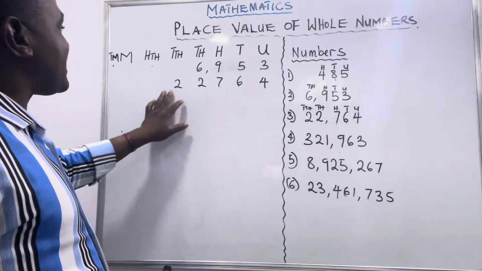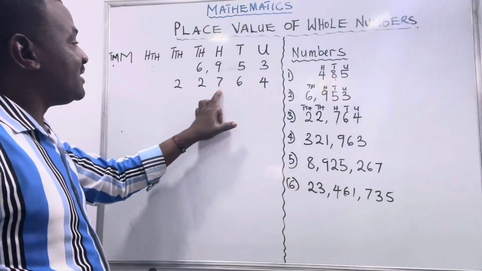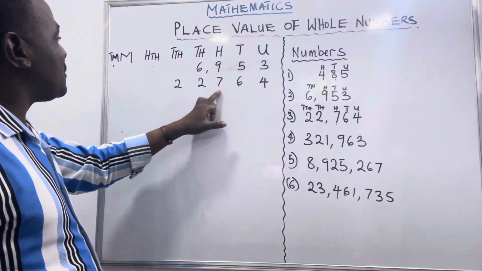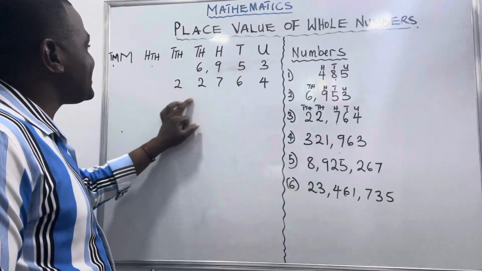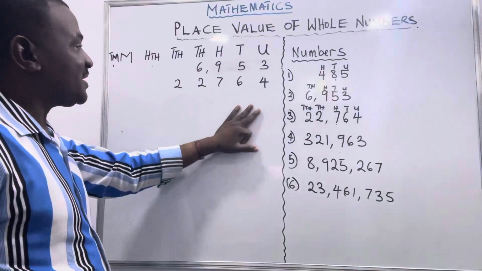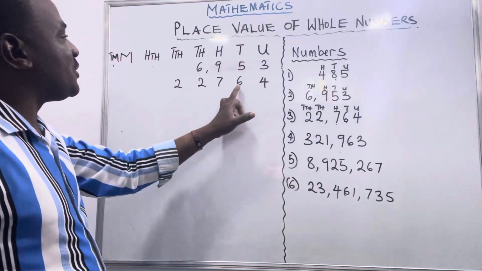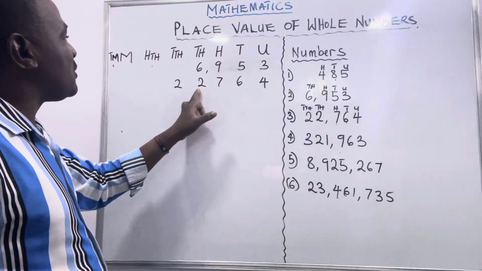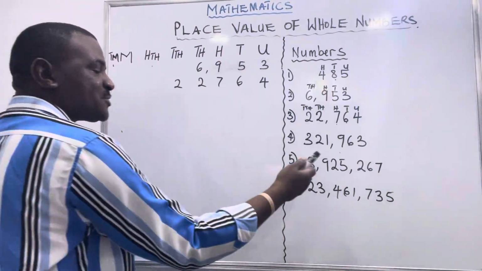So the place value of 7 here is what? 700. Okay? The place value of 2 here is what? 20,000. The place value of 4 here is 4 units. The place value of 6 is 6 tens. The place value of 2 is 2,000. 7 is 700, and all like that. Let's see the next one.